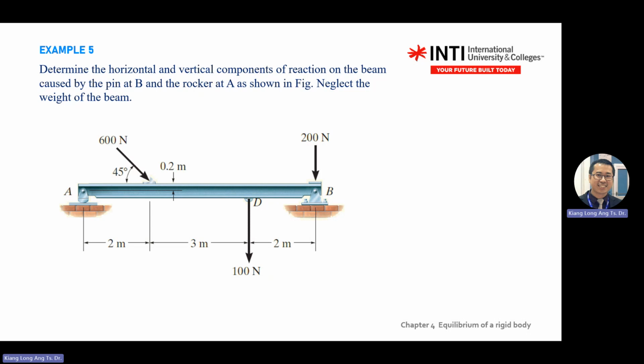So here, free body diagram, we ask you determine the horizontal vertical component of the reaction of the beam caused by the pin at B and the rocker at A as shown in figure. Ignore the weight of the beam. So ignore the weight of the beam means you don't need to calculate the W. There's no W in your free body diagram if you see something like this.